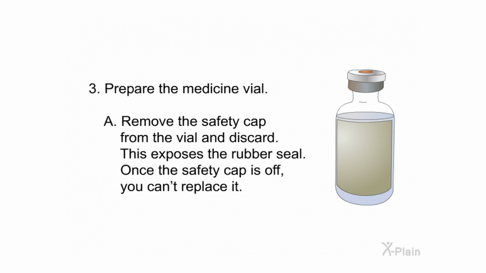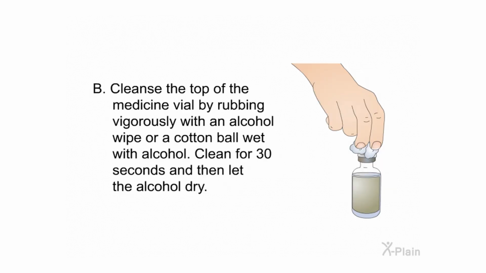3. Prepare the medicine vial. A. Remove the safety cap from the vial and discard. This exposes the rubber seal. Once the safety cap is off, you can't replace it. B. Cleanse the top of the medicine vial by rubbing vigorously with an alcohol wipe or a cotton ball wet with alcohol. Clean for 30 seconds and then let the alcohol dry.